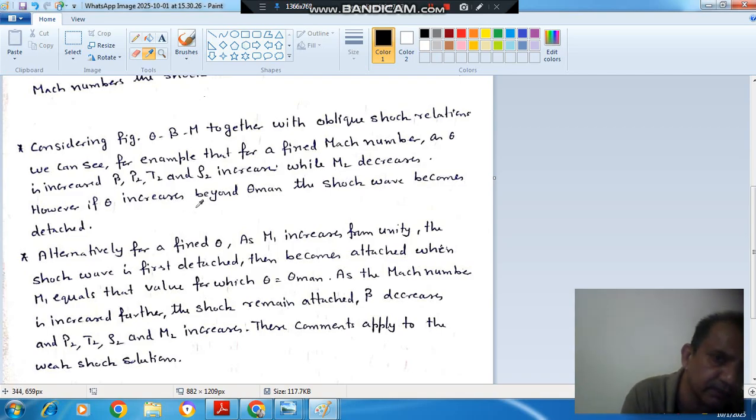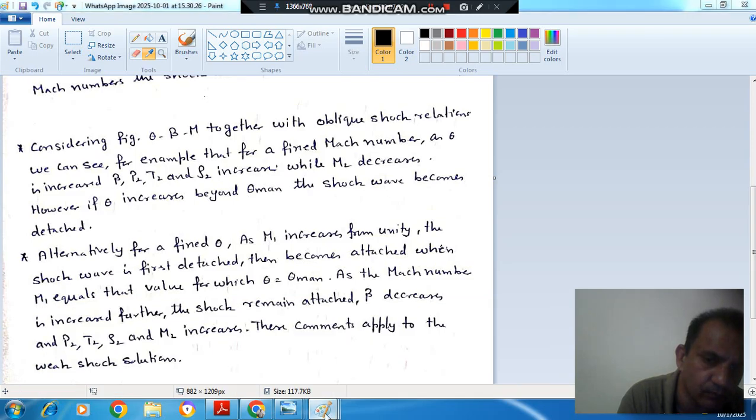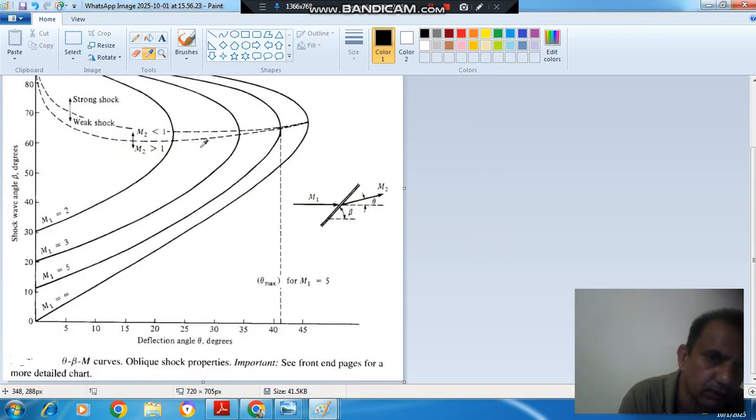However, if theta increases beyond theta max, the shock wave becomes detached, or we will come in this region. That's why the shock will become detached. If theta is increased beyond this, the shock will be detached. And if we go on increasing theta, beta will increase, pressure, temperature and density will increase, and there will be a strong shock. So if a strong shock is there, then M2 will decrease.